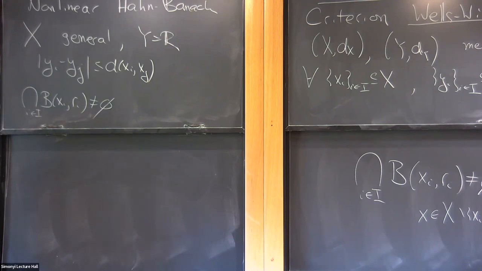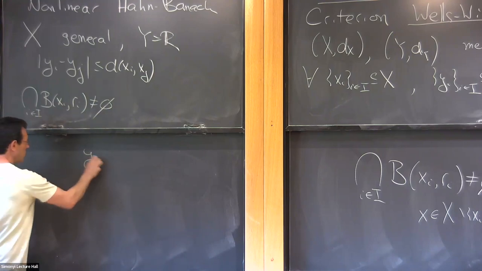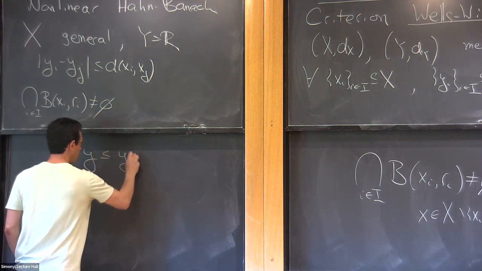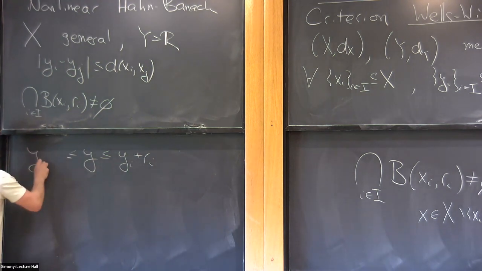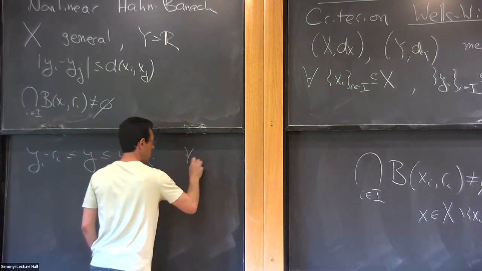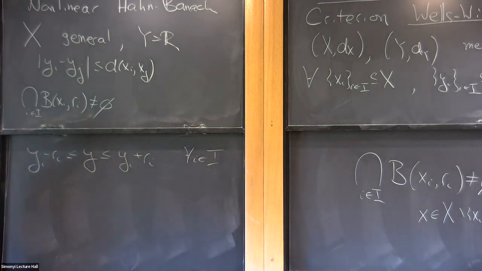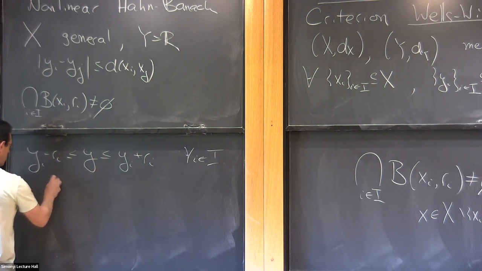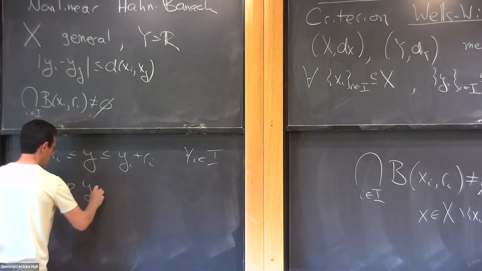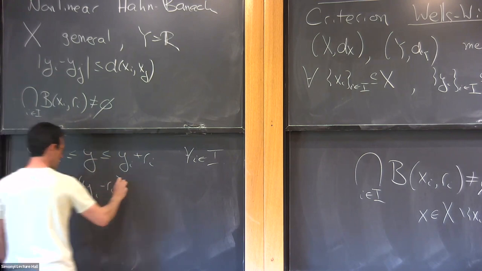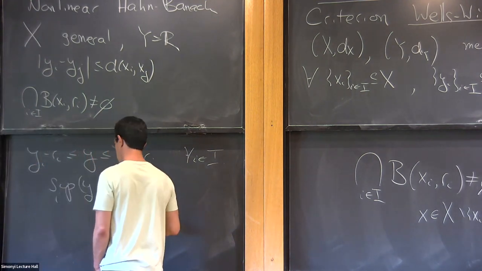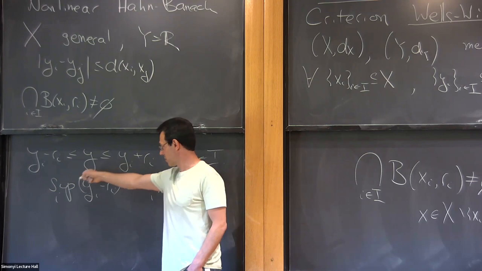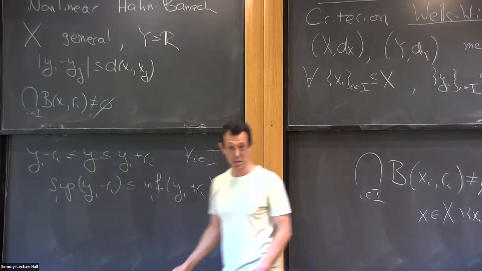I want to find a point y which is in all the balls. The balls are intervals in the real line. So we want a point y which is less than yi plus ri and at least yi minus ri for every i. I just wrote down the real line. This is the same as saying that the supremum of yi minus ri is less than the infimum of yi plus ri. That's exactly what's written here.